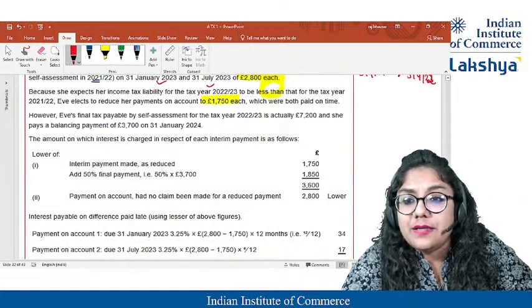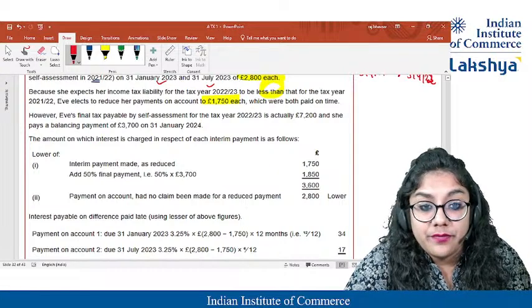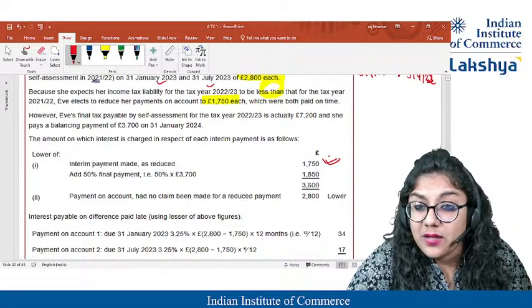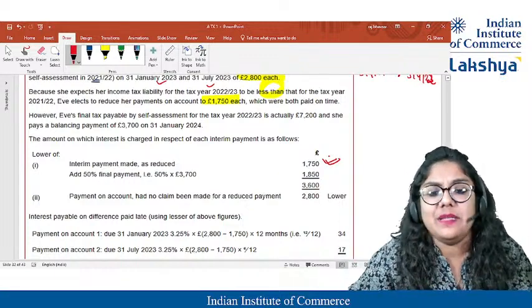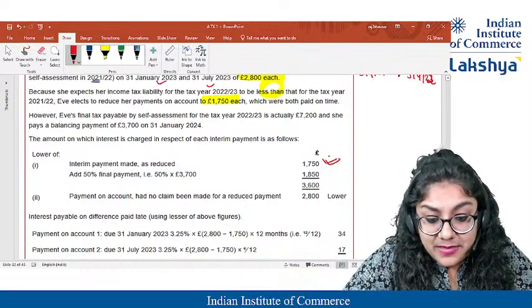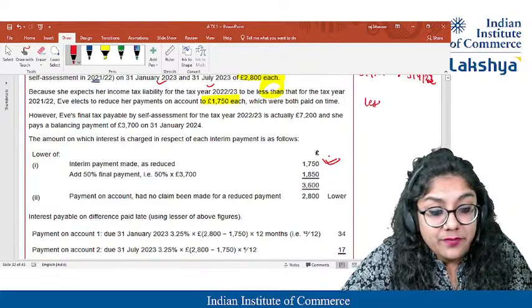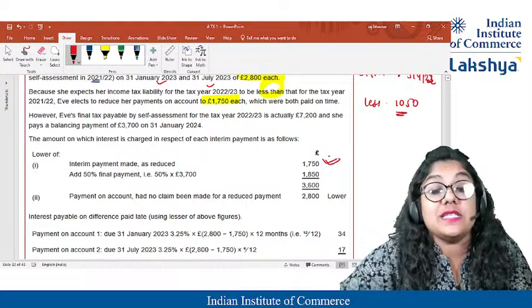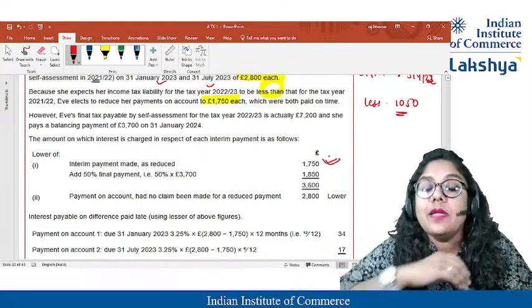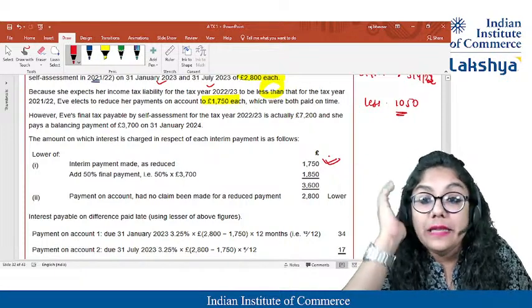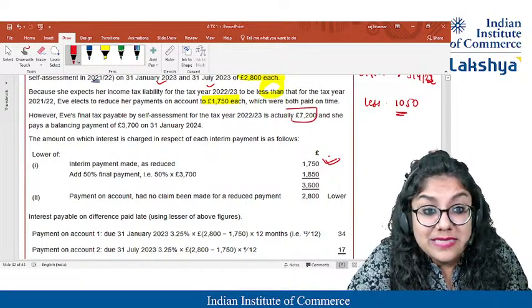Okay, so what she did, guys, she has made a payment of 1750 only. She thought of making 1750, but do you think it's okay? So how much less did she pay? So 2800 minus 1750. So she has made a less payment of, let's say, 1050. However, the girl's final tax payable turns out to be actually 7200.